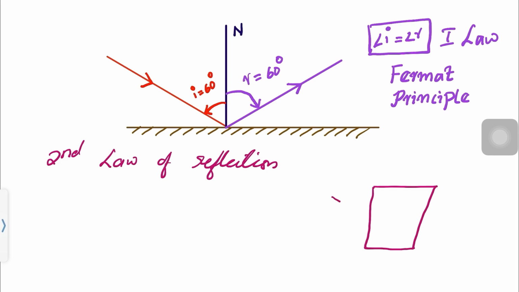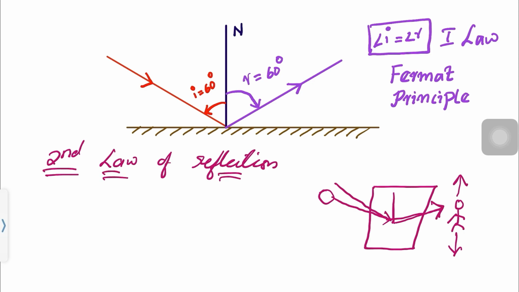Now if the light ray is coming and falling here, now if you draw a normal, the reflected ray will be in this direction. Now imagine you are here. The object is here. Now you can see the object clearly. But if you shift to the right or to the up, you cannot see because you are not in the plane. So this is about the second law of reflection.